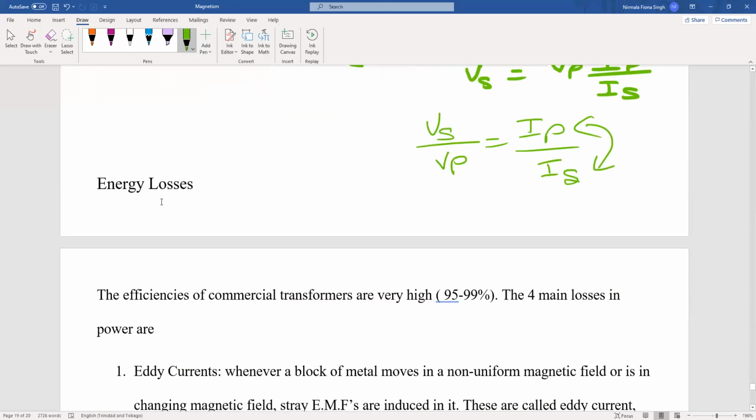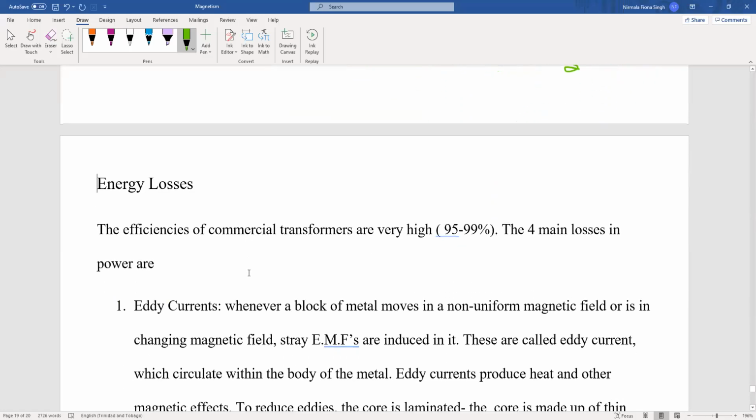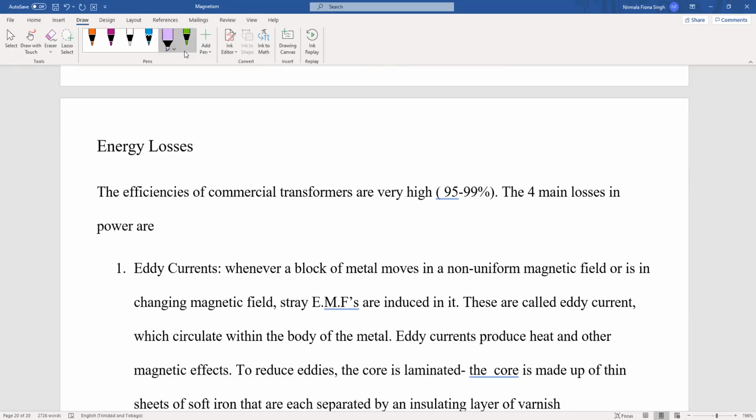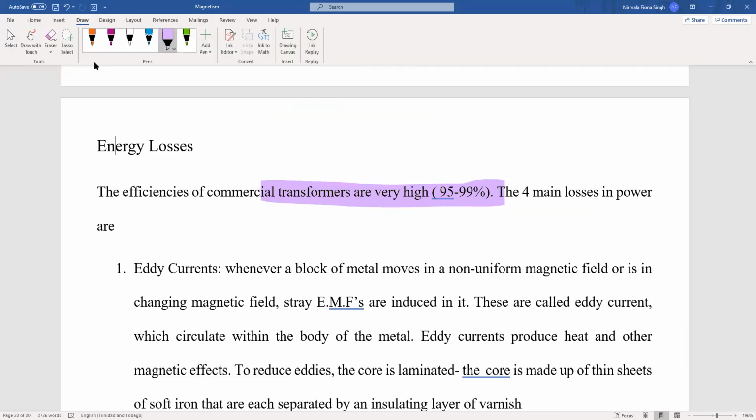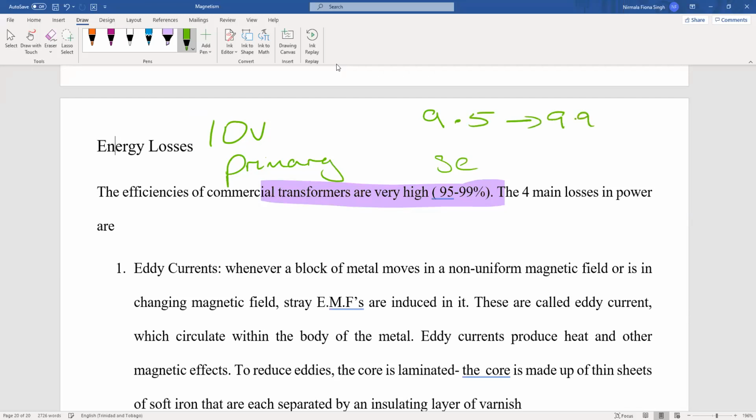So let's go down to the last part, energy losses. The efficiencies of commercial transformers are very high. When I say very high, 95 to 99%. So that means if I were to put in 10 volts into my primary circuit, my primary coil or whatever, my secondary coil will give me 9.5 to 9.9 volts coming out of it, which is really, really good.